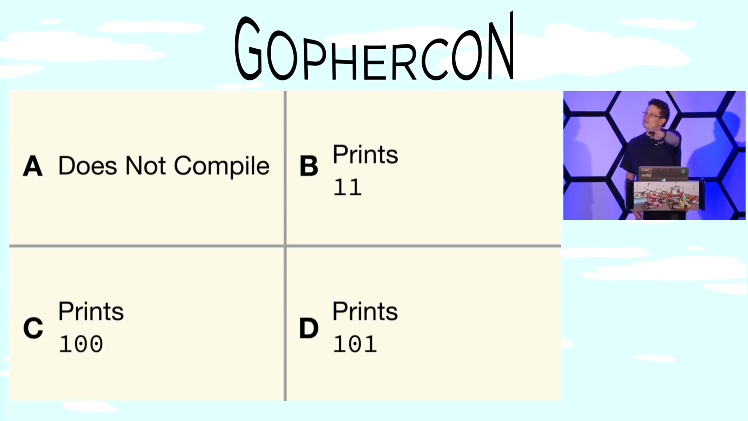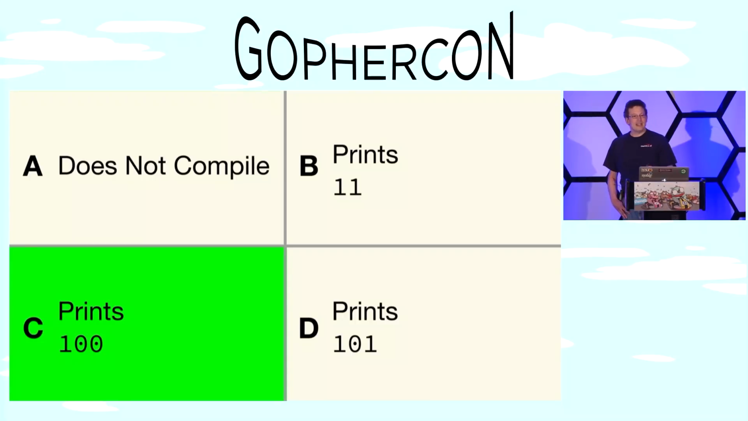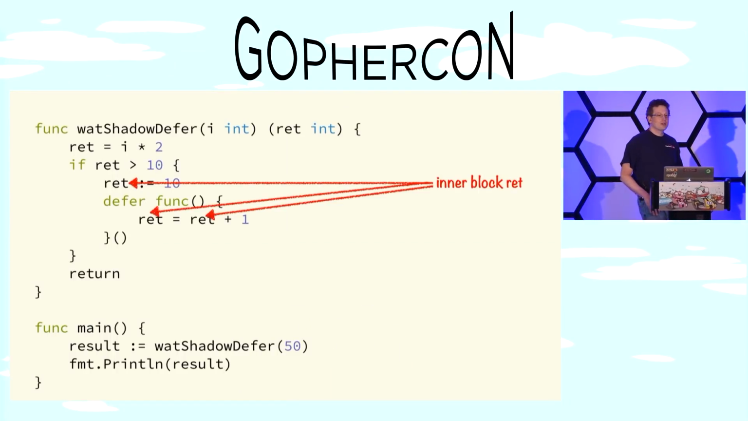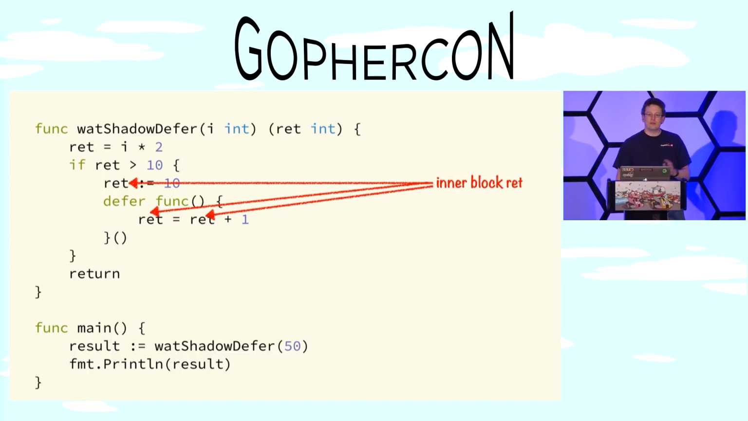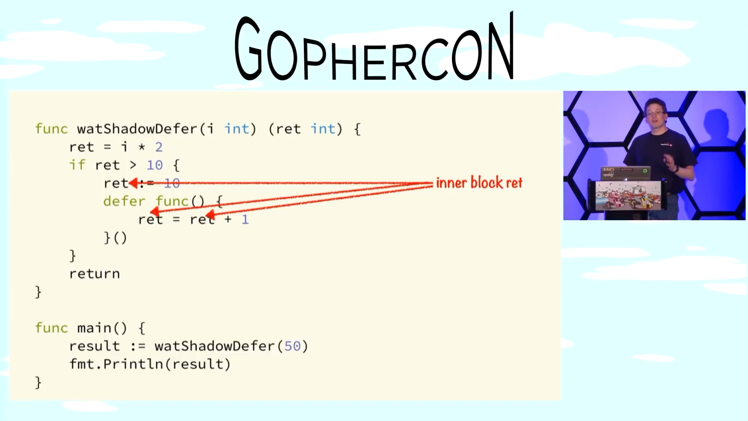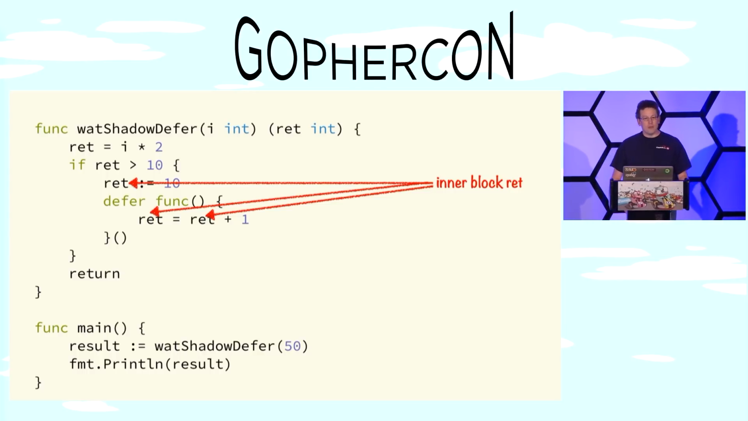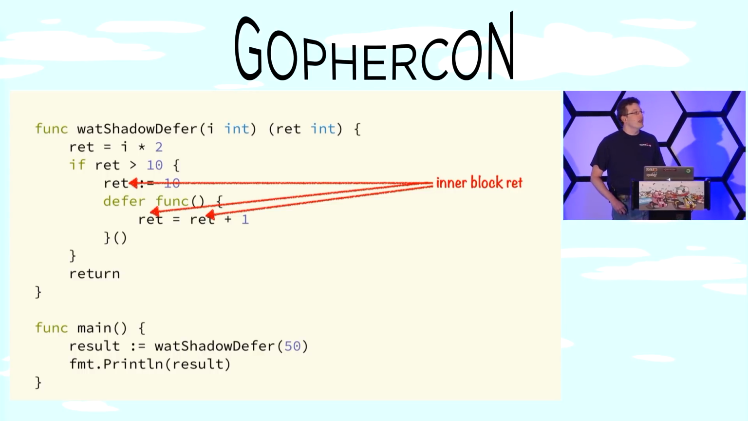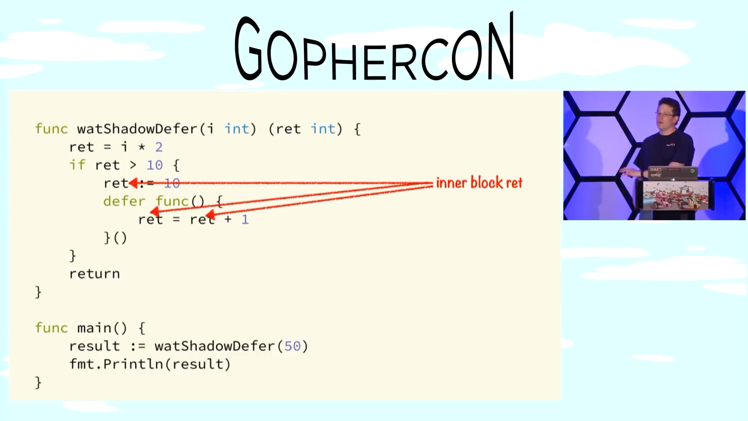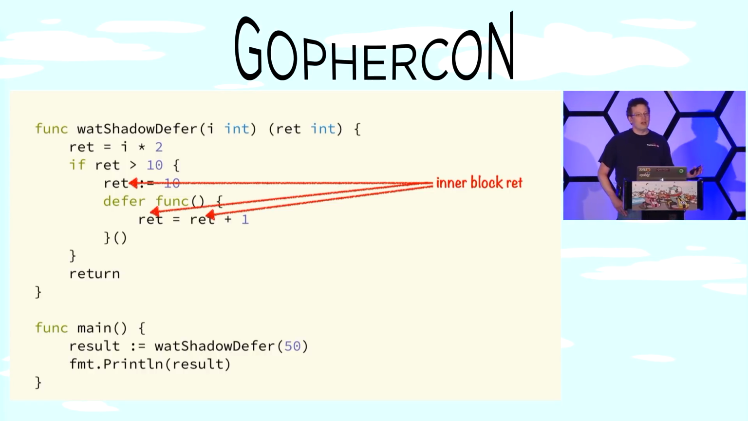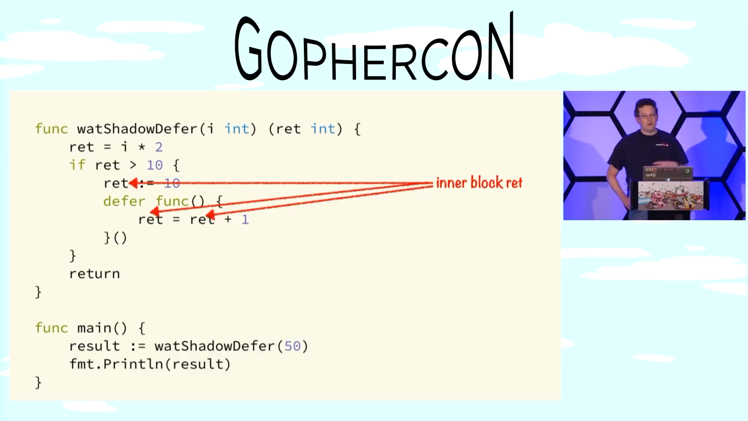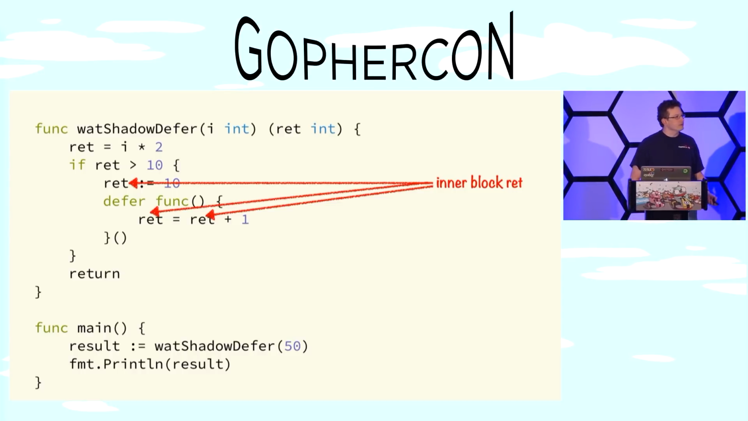All right. Correct answer is C. This prints 100. And the reason why the code compiles is because the return is no longer in the same scope as a shadowed variable, so it doesn't care anymore. But the closure that the defer is running is declared in the inner scope. And when it increases the value of ret by 1, it's referring to the inner ret, not the outer one. And since the closure is referring to the inner ret, the outer ret is never modified. And when your return runs, it returns back the doubled value.